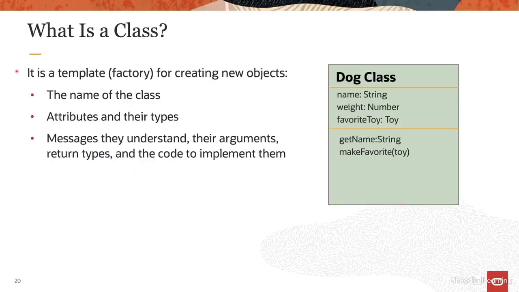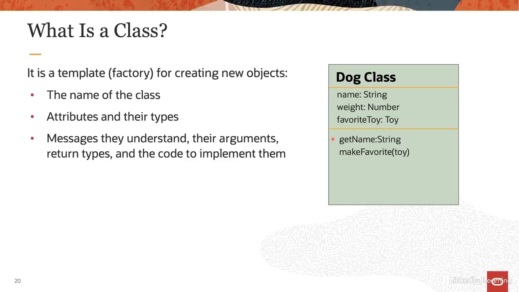So then, what is a class? A class is a template or a factory for creating new objects. The class defines the name of the class, in this case dog, and it describes the attributes. The variables are internal state values, in this case name, which is a string, the weight, which is a number, and a favorite toy, which could be some type of toy. It could be a chewy toy, squeaky toy, a ball, or some other type of toy. And it also has the definition of the messages that that class can understand. For example, a dog would know how to get its name, and a dog could make a toy its favorite.